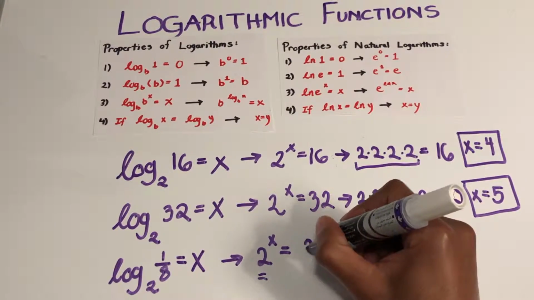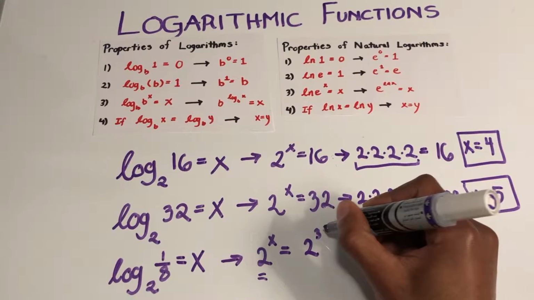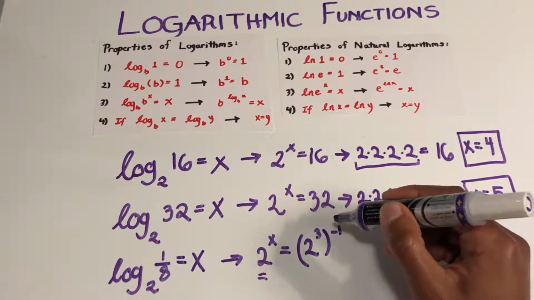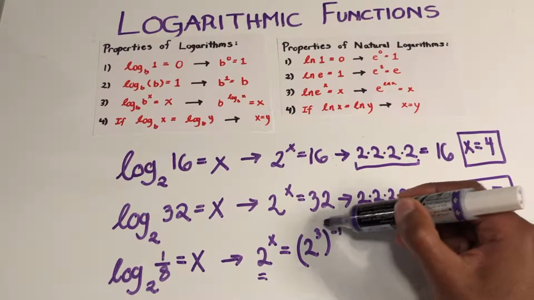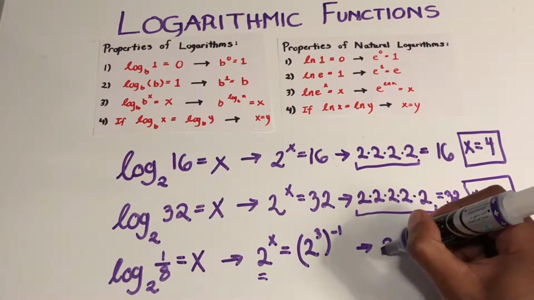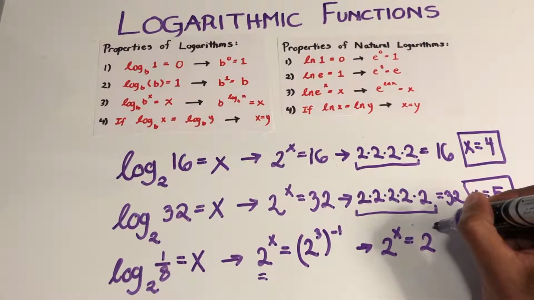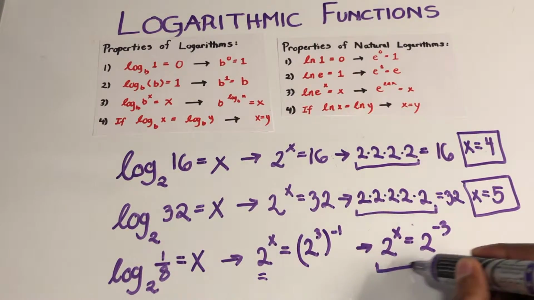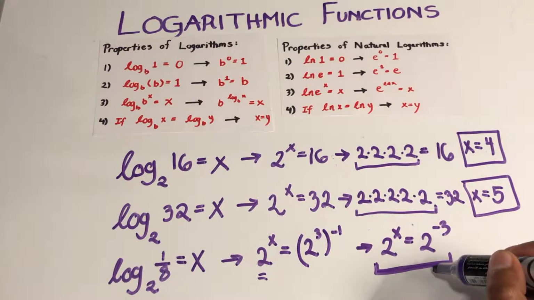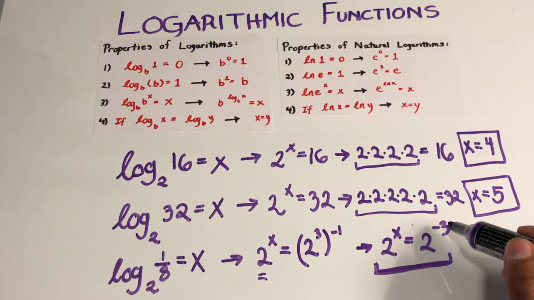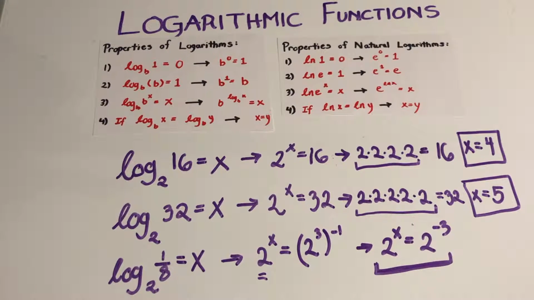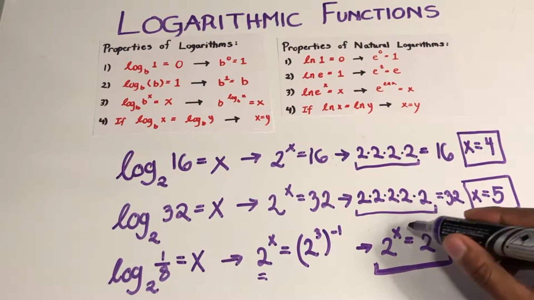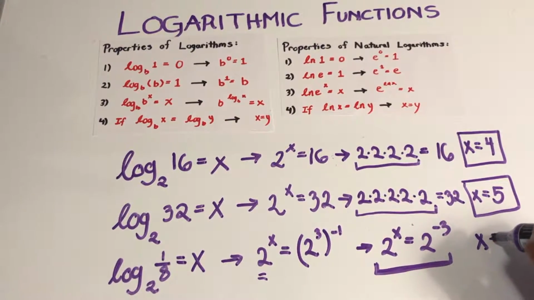So since we have 2 here to the power of 3, and then let's not forget this was all to the power of negative 1 in the first place, we're going to end up eventually multiplying negative 1 by 3, and that's going to give us 2 to the power of x is equal to 2 to the power of negative 3. We did all of this just so that we can have the same base. If we end up having the same base and we have powers, we can equate the powers. So in this case, since the bases are the same, the powers are equal. X is equal to negative 3.